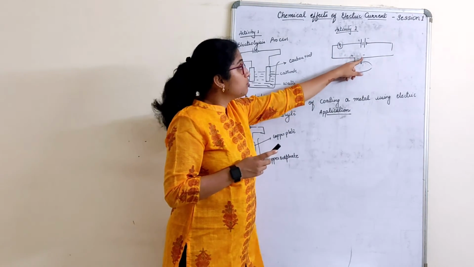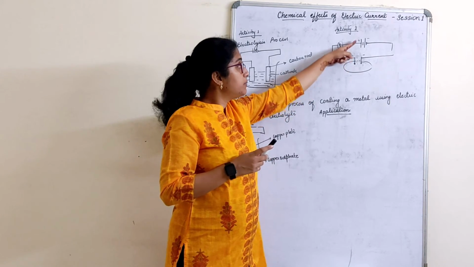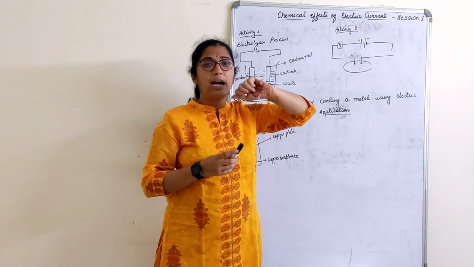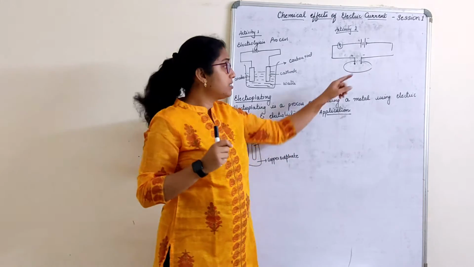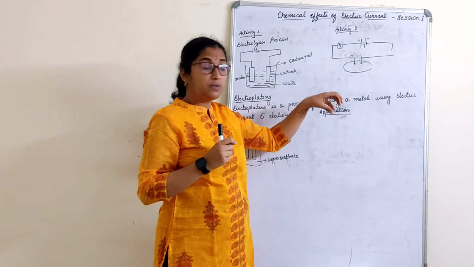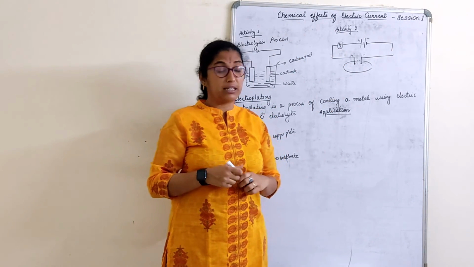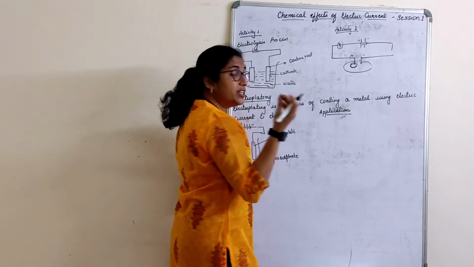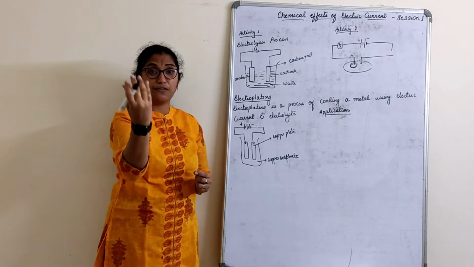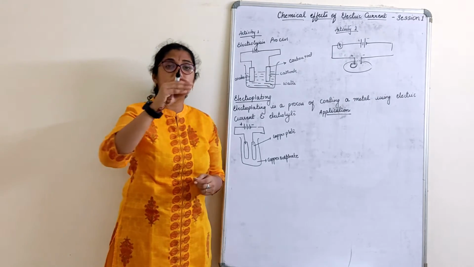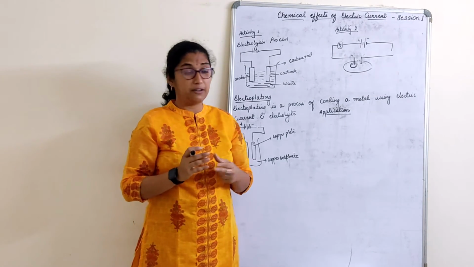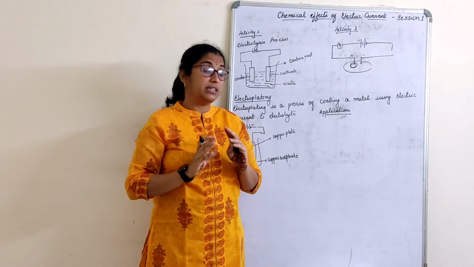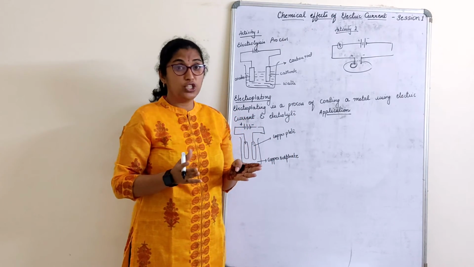So it is connected to two iron nails, positive to positive here, which are just pierced into the potato. Now what will happen as soon as you pass electric current? Near the positive terminal, something bluish or greenish gets deposited, or you can see a patch of bluish green color. But at the negative terminal, there is no such color change effect.